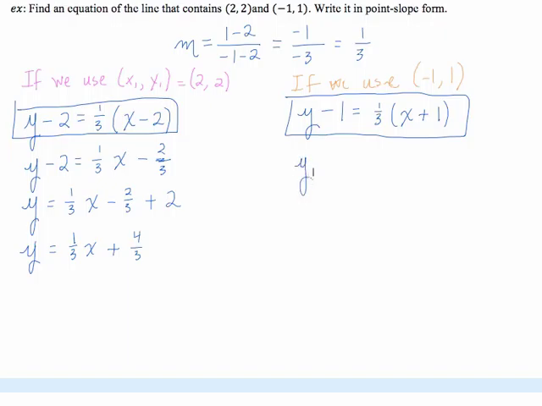And over here, let's do the same thing. I'm going to go ahead and distribute the 1/3 out to get 1/3 x plus 1/3 times 1. And I'm going to go ahead and put the plus 1 over here on the right. And as you can see, 1/3 plus 1 is 4/3. So they are the same here. So these equations look different, but they both represent the same line. And that's it for this section on the point-slope form equation of a line.